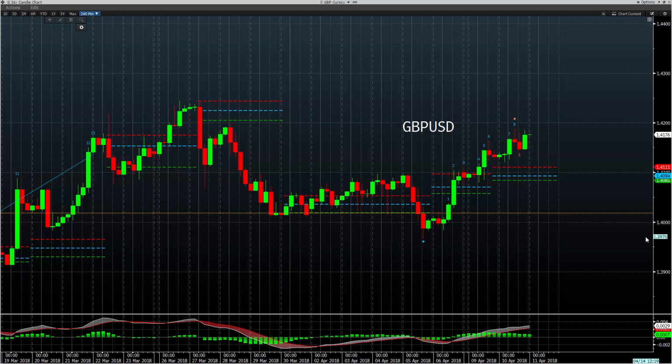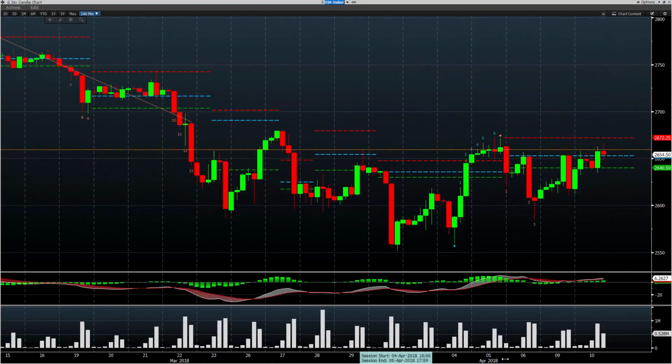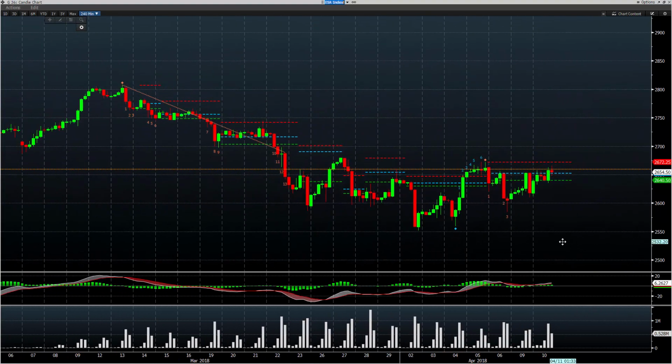There was a little back and forth, but the idea is that you're being pointed in the correct direction. When it moves your way, you get rewarded, and when it moves against you, you're a lot tighter. So that's ultimately what we're looking at.